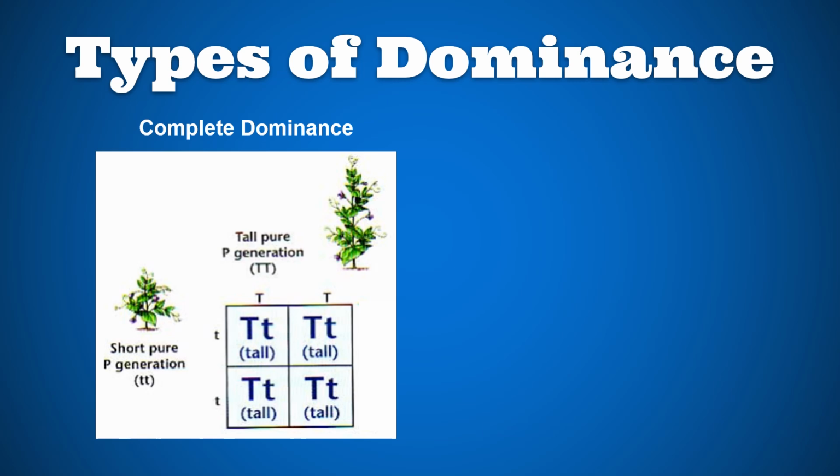The type of crosses we have been talking about concerns something called complete dominance. This occurs when one allele is completely dominant over another. In the example we have been using, tall is completely dominant over short in pea plants. If there is at least one copy of the tall allele, then it is expressed in the offspring.